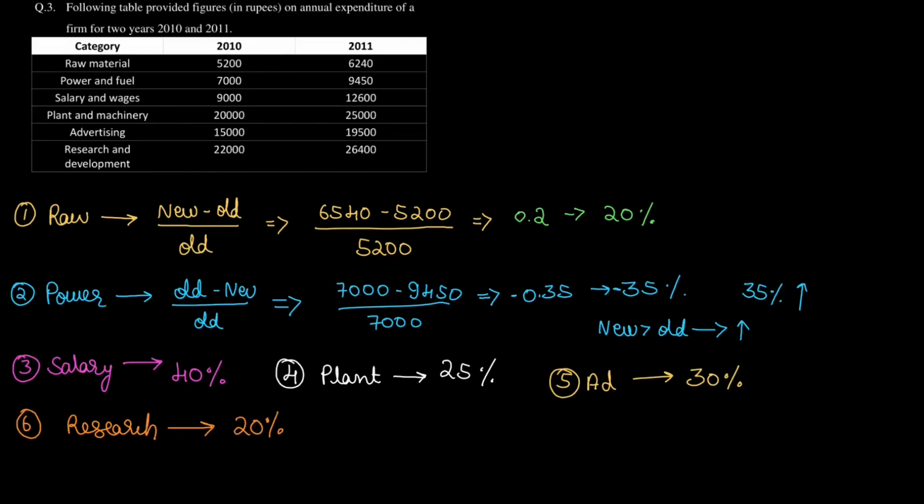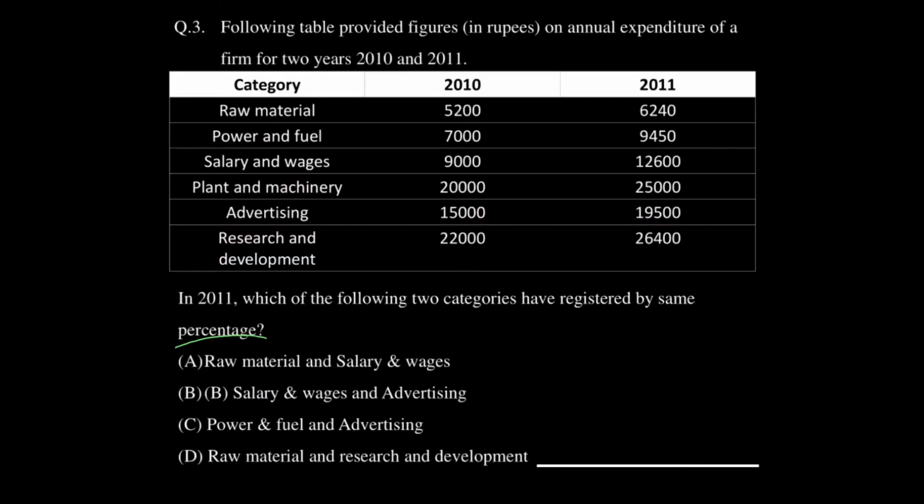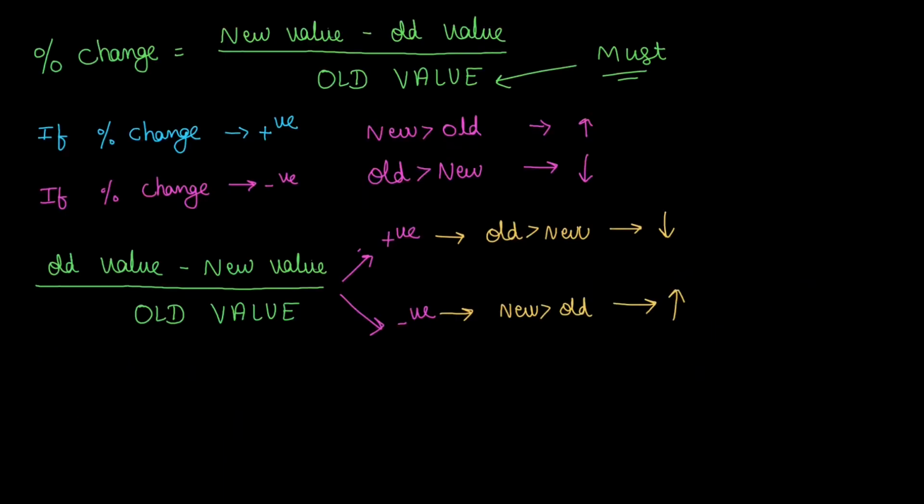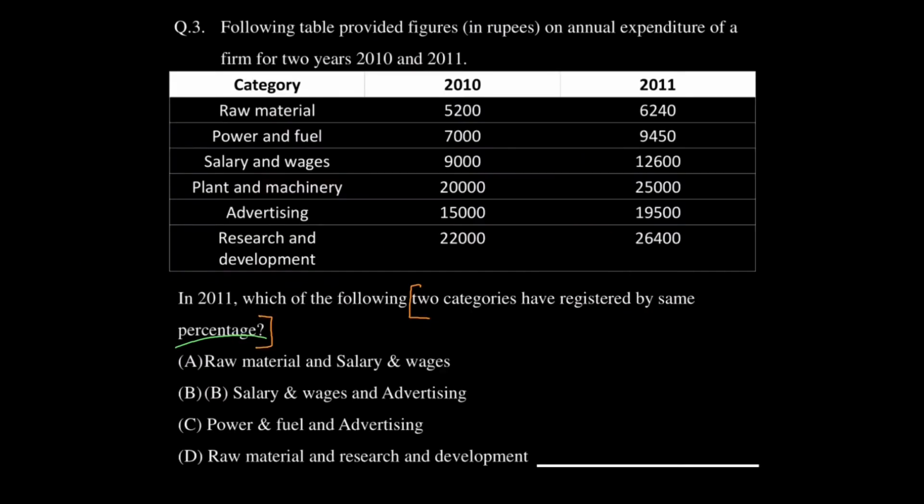The question was actually which two categories have increased by the same percentage. Our calculation shows that raw material and research and development have both increased by 20%. In that case, our answer should be raw material and research and development.